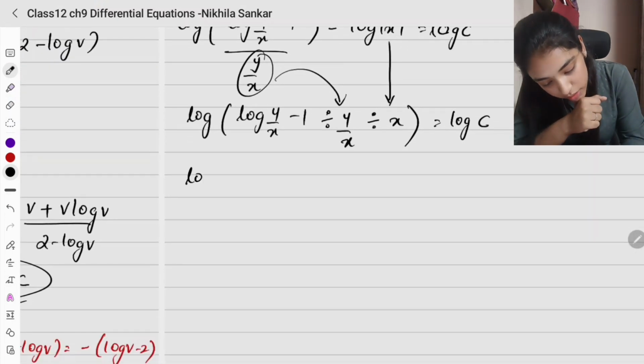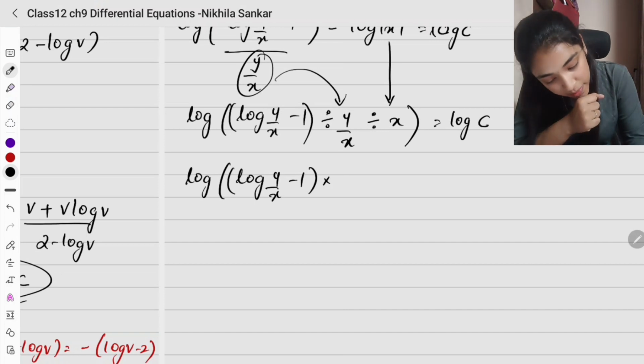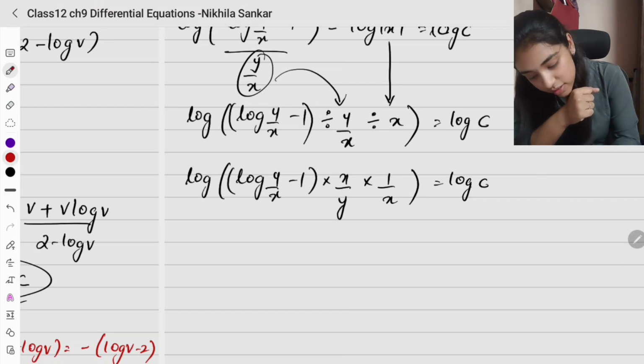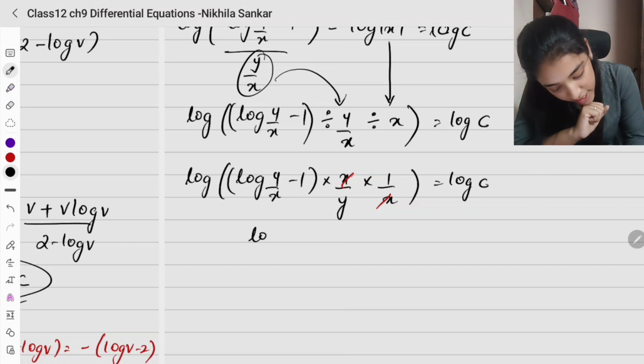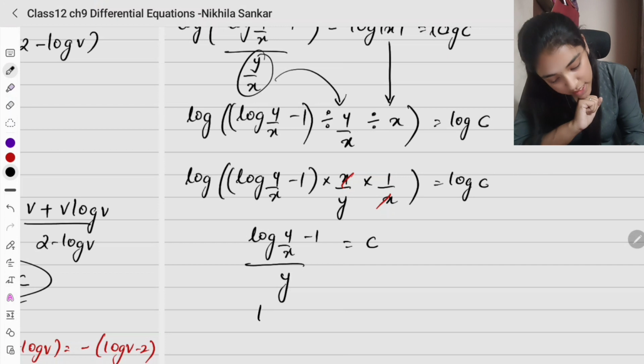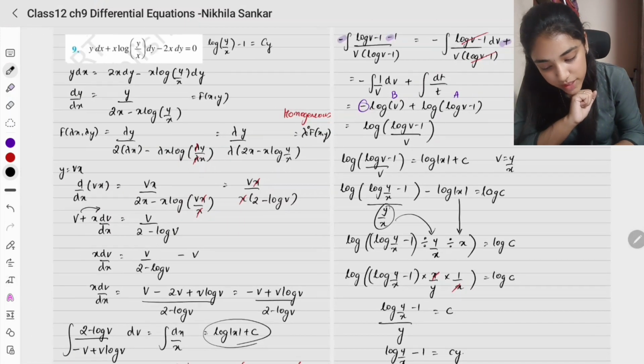So what do I have? Log of log y by x minus 1. This is a bracket. Okay, put a bracket. This is whole divided by, right? So times x by y times 1 by x equals log c. So this x and this x get cancelled. So I'll be left with, taking exponent on both sides, log of y by x minus 1, the whole divided by y, equals c. So log of y by x minus 1 equals cy. Okay, so this is my final solution. Please copy.